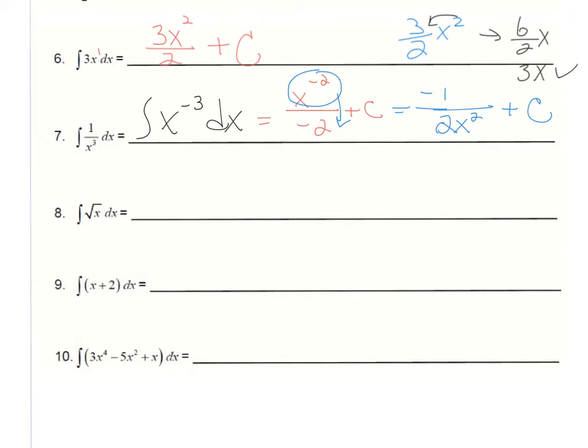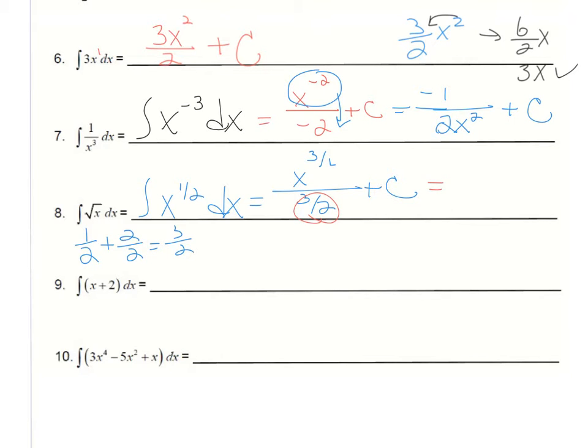Same thing for the square root. We have to change the radical to an exponent. Then I'm going to add 1 to the exponent. So 1/2 plus 1 is 3/2, divided by the new exponent, plus c. Now dividing by that fraction, I'm going to multiply by the reciprocal. And that's our final answer: 2/3 x to the 3/2 plus c.